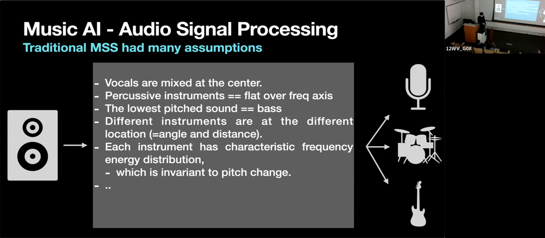Also, the center is not only for vocals. The center is for some other stuff, including usually the snare sound of drums. If you don't know, the snare sound is the loudest sound in the drums, or maybe among the whole instrument in terms of the waveform and everything. So snare is like, boom.